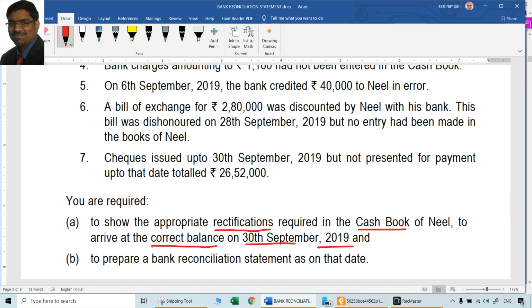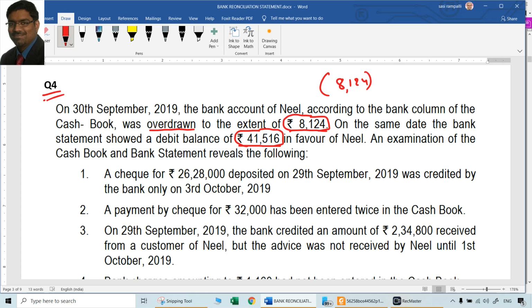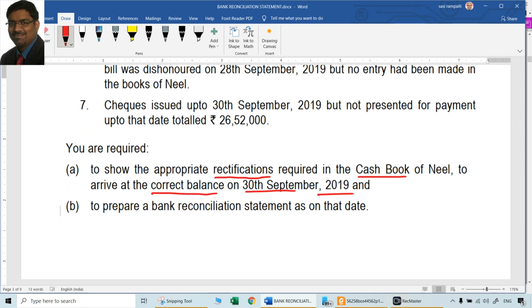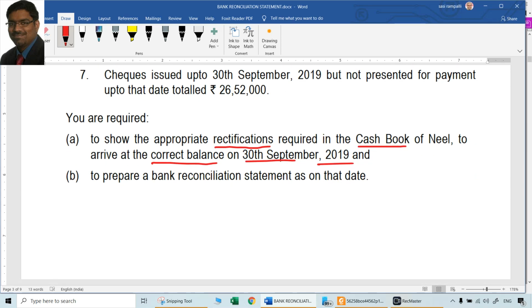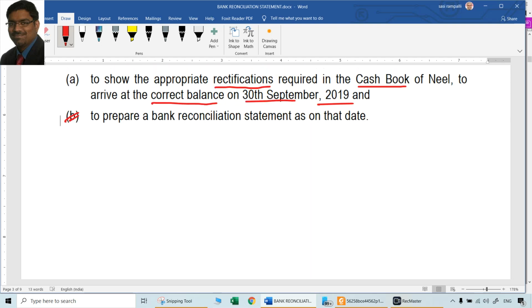That is the first thing. So we have to prepare a revised cash book. It is clearly asked in the question. And the BRS is prepared on this date, which is 30th September 2019. On that date only, we have to prepare this revised cash book or amended cash book. After that, we have to prepare a bank reconciliation statement also as on that date.